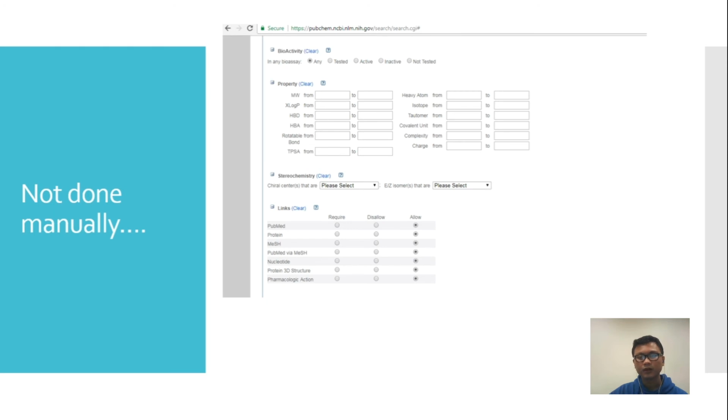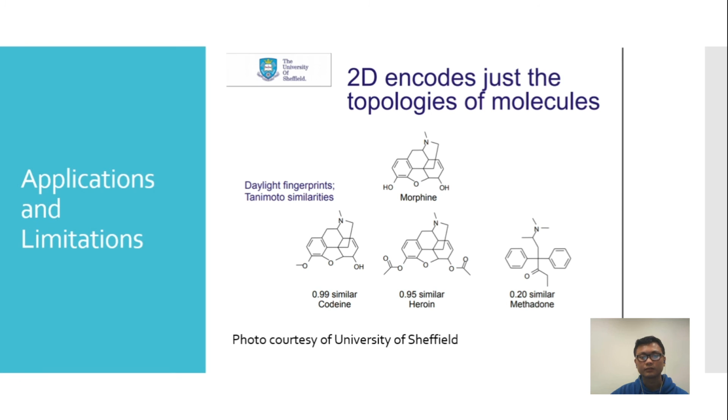So obviously this isn't done by hand. Even in databases you can search for molecules according to particular parameters. And doing these searches this way allows for a much more systematic and efficient approach for identifying compounds with similar physical properties.